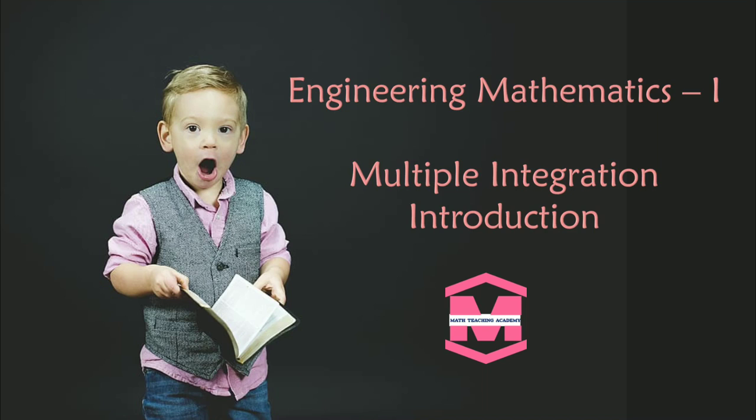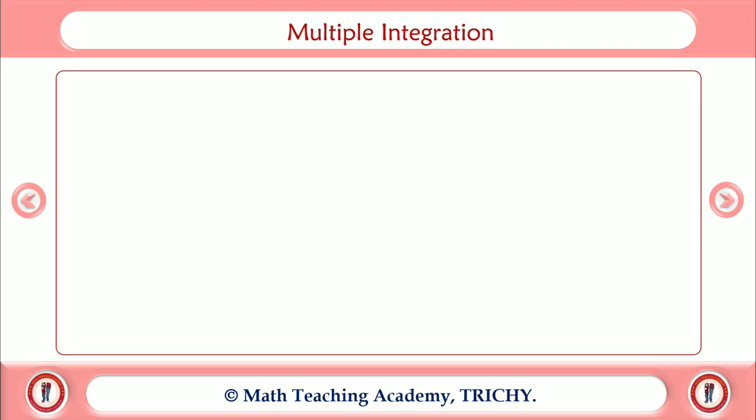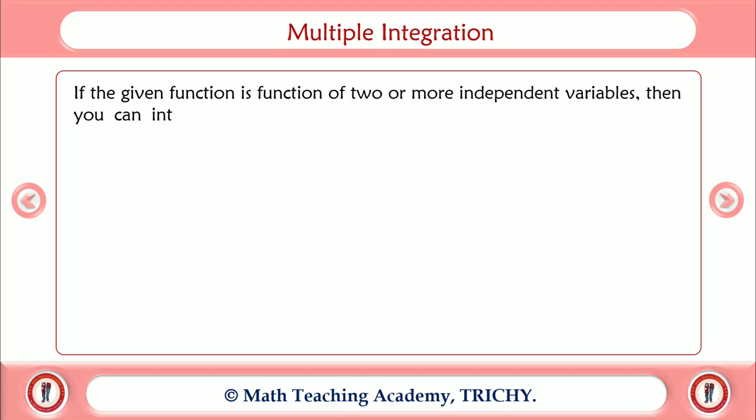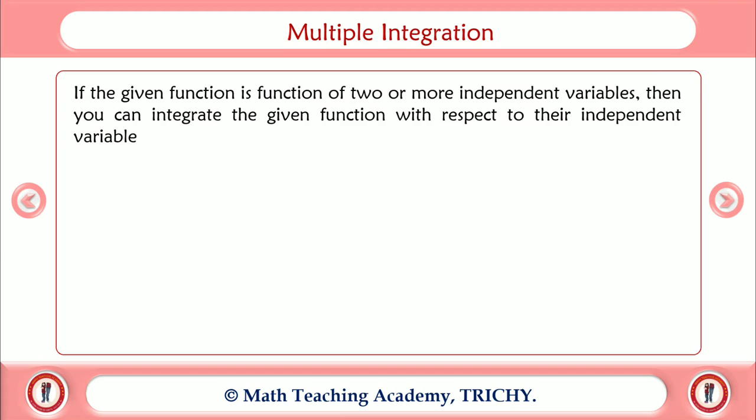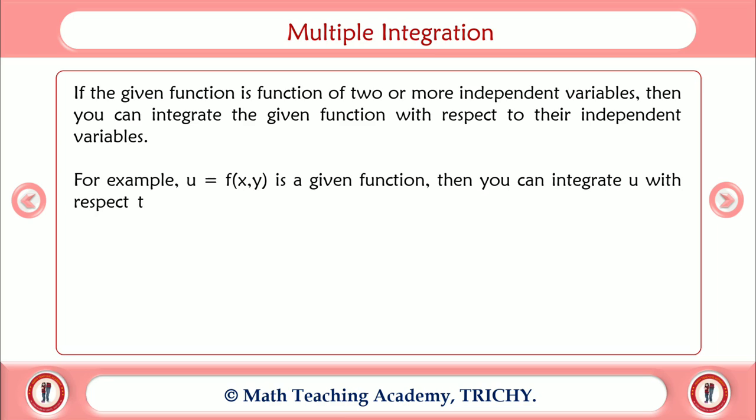Here in this video today we are going to look at the introduction of multiple integration. If the given function is a function of two or more independent variables, then you can integrate the given function with respect to their independent variables. For example, u is equal to f of x comma y is a given function, then you can integrate u with respect to x and y.